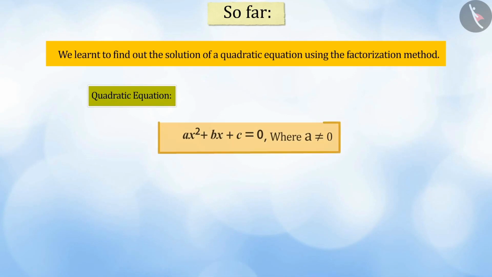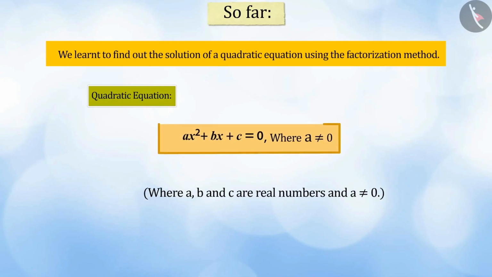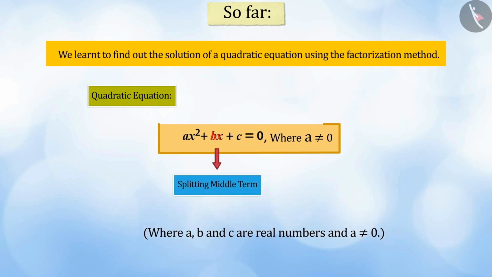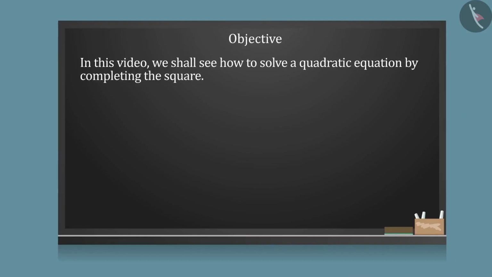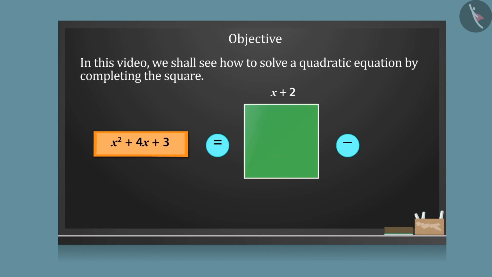In our previous video, we learned to find the solution of a quadratic equation using the factorization method, in which the middle term is in the form of bx, where the coefficient b of x is equal to the sum of two factors of the product of a and c. In this video, we shall see how to solve a quadratic equation by completing the square.